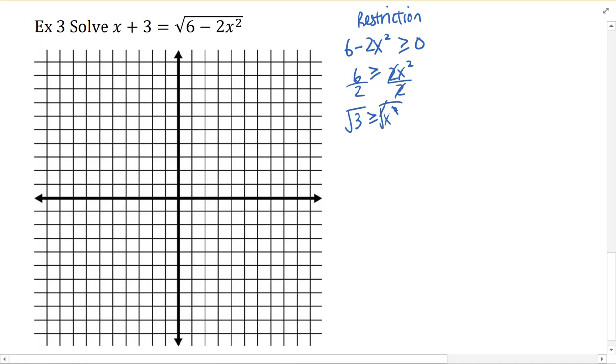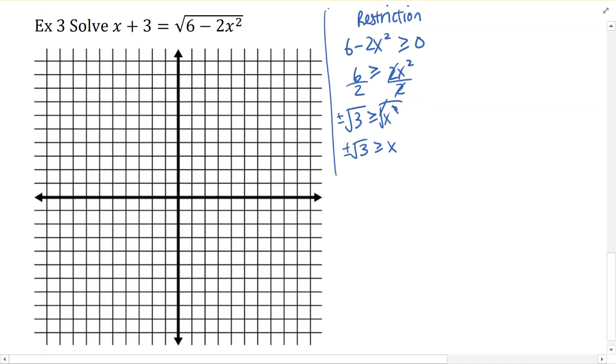Since we're square rooting both sides, this side could actually be plus minus. So it's actually plus minus root 3 is greater or equal to x. And the plus minus makes sense because we have an x squared, so even if we have a negative number, you could still square it and it's fine. All right, so here's our restriction. Let's put that in a box.